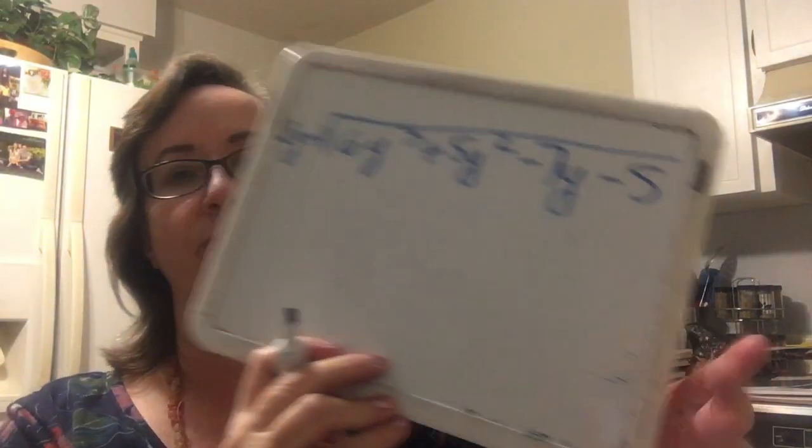Okay, so we're going to do one more that has a remainder here, so we can practice with that one more. So one more time: 6y cubed plus 5y squared minus 7y minus 5 divided by 2y plus 1.